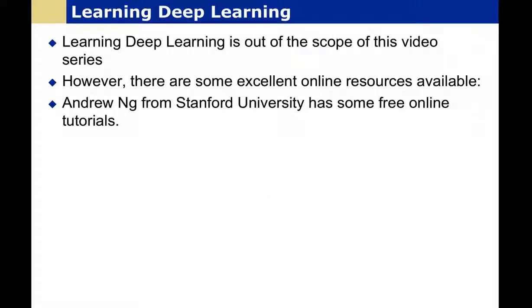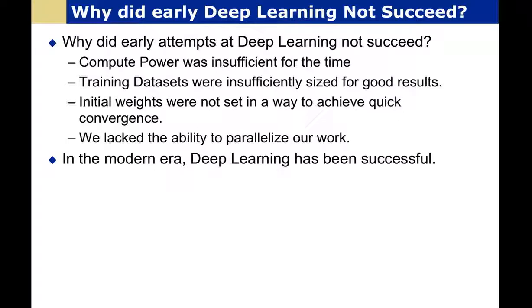Early neural networks did not scale for the following reasons. First of all, compute power was insufficient for the time. Training datasets were also insufficiently sized for good results. Initial weights were not set in a way to achieve quick convergence, and we lacked the ability to parallelize our work. So what we've seen, though, is that now we finally come to the point where deep learning is poised to revolutionize the way we process data.